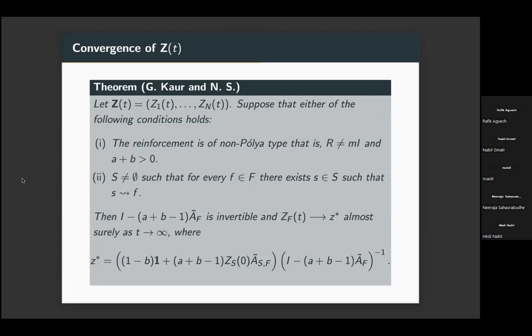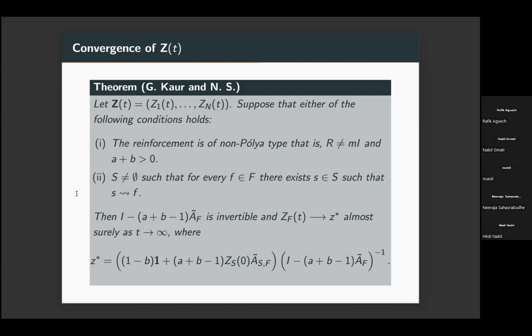So what are these two conditions? The first condition is that the reinforcement is of non-polar type. And the second condition is that there is at least one stubborn vertex whose influence is reaching every flexible vertex. Or in other words, for every flexible vertex, there is a stubborn vertex whose influence is reaching that flexible vertex. By S curved F, I mean that there is a path of directed edges from S to F.